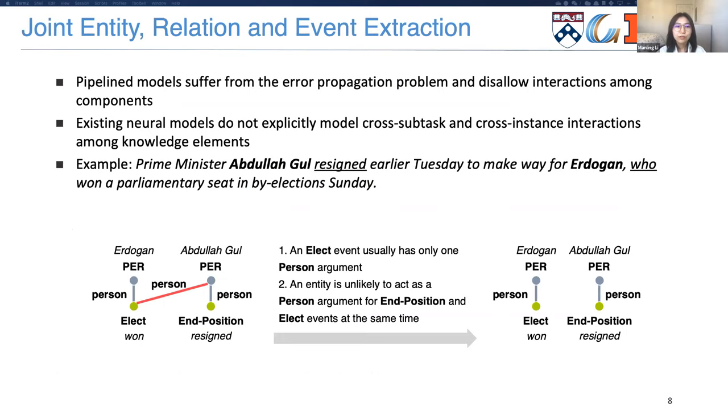So in this example, the election event should always have only a person argument. And in the meanwhile, this person argument is not the same person as in the resigning event. So this kind of interaction between the knowledge elements can be used to help event extraction.